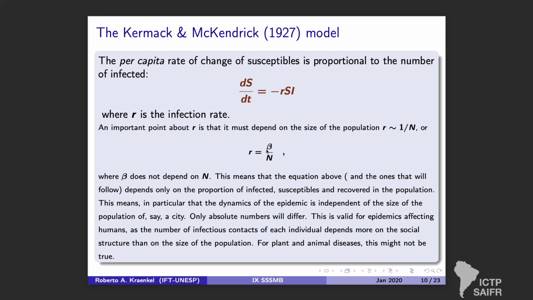So you will have d small s dt, because this is the same as d dt of s over n, because n is constant. Therefore, you have ds dt here equal to minus beta, this is the lowercase s, and this is the lowercase i. So this equation, which describes the fraction of susceptibles and the fraction of infected people, does not depend on the size of the population.